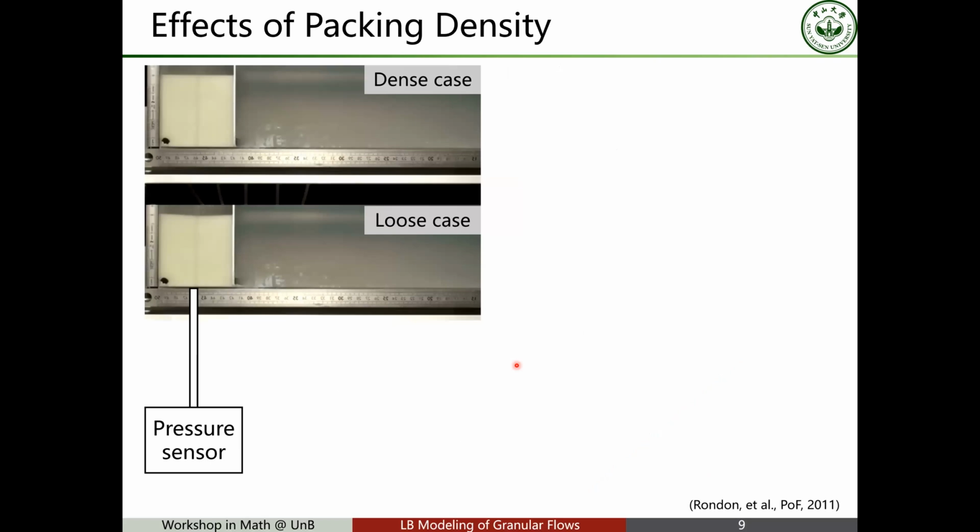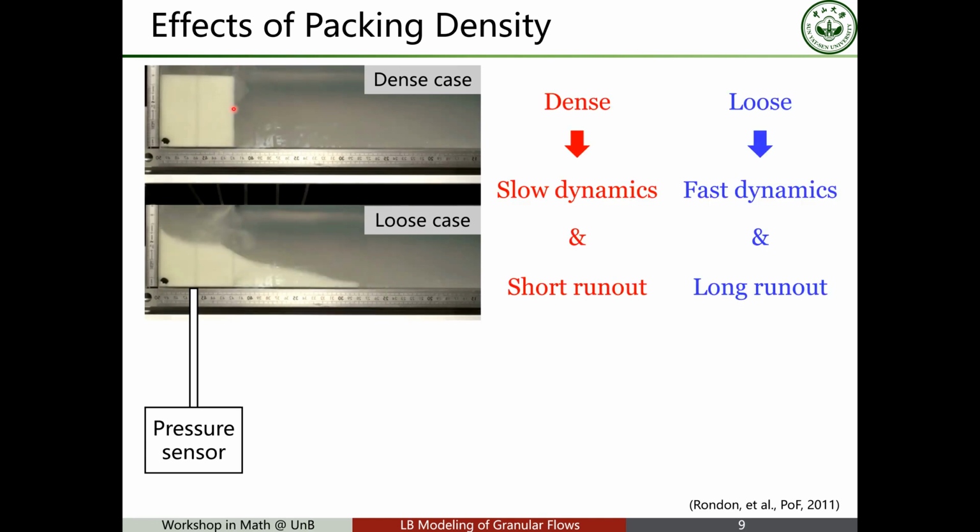So this work is inspired by an experiment carried out by Rondon and his co-workers. What they did is they built two granular columns using the same glass beads, but these two columns have two different packing densities. So one column is denser than the other. And this column is first held by this metal gate, and they can remove the metal gate fast and release the water column. And what they found is the dense granular column collapse is associated with slow dynamics and short run distance, while the loose granular column collapse has faster dynamics and a longer run distance.